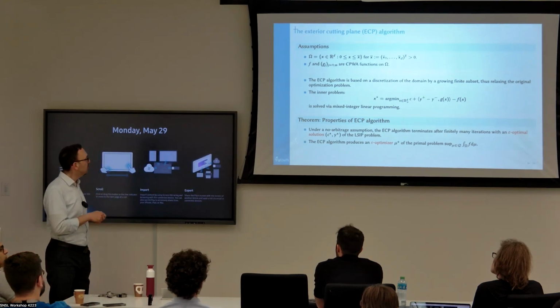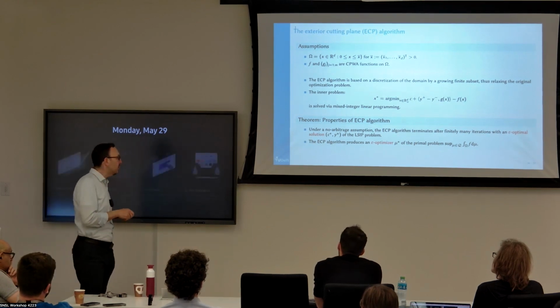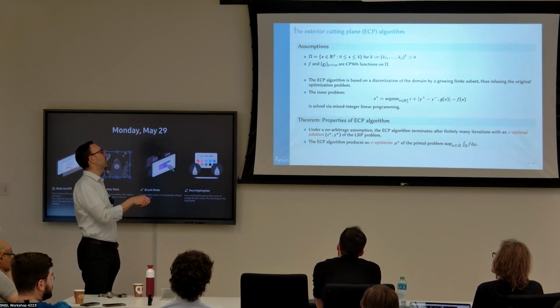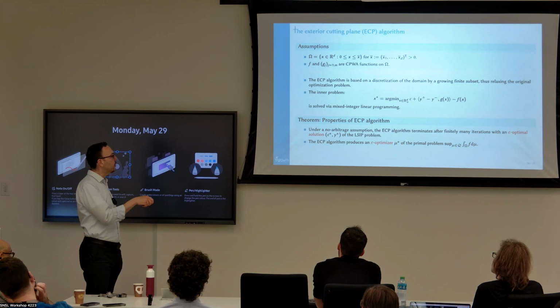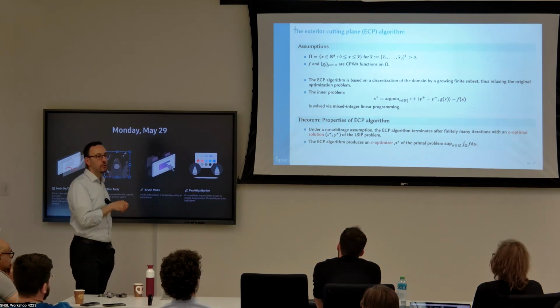Okay, this is a little bit of minimization jargon, but the properties are the following. Under a no arbitrage assumption, you can prove that this algorithm is going to terminate after finitely many iterations, and then you get an epsilon optimal solution. This is exactly what you would like to have. And this is of more theoretical nature: you can also show that this produces a measure mu star, which is an epsilon optimizer for your problem.